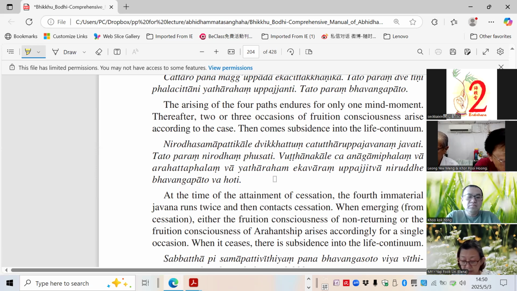At the time of attainment of cessation, the fourth immaterial javana runs twice and then contacts cessation. When emerging from cessation, either the fruition consciousness of non-returning or the fruition consciousness of arahatship arises accordingly for a single occasion. When it ceases, there is subsidence into the life continuum.